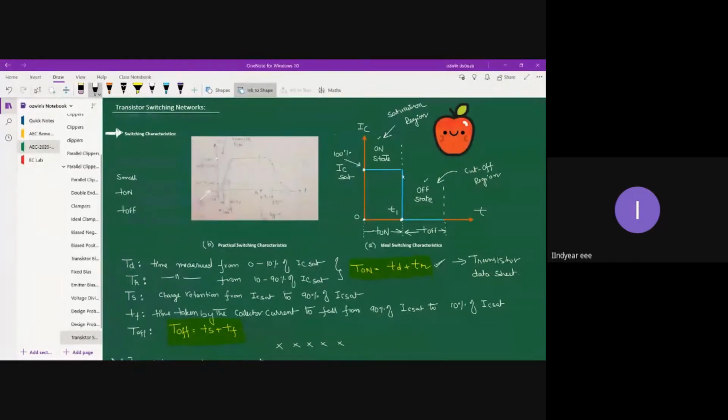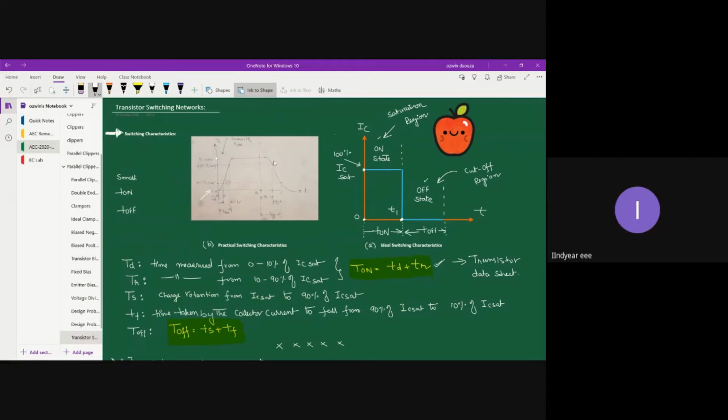when you reduce the base current to 0, in case of ideal switch, what happens? The collector current immediately falls to 0, and immediately the switch gets into the cutoff region. This is the ideal characteristic. The moment when you reduce base current to 0 at time t equal to t1, the collector current falls to 0 instantly.